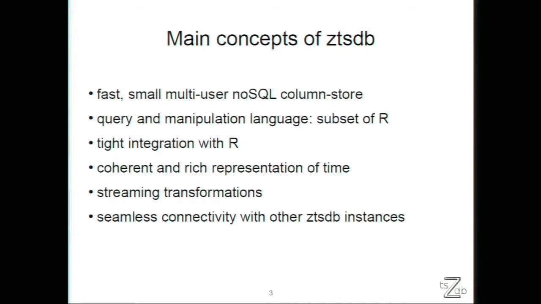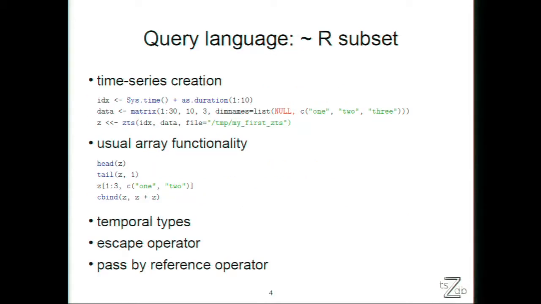The query and manipulation language is a subset of R. It's got a tight integration with R, a coherent and rich representation of time. It's able to do streaming transformations, and it's got seamless connectivity with other ZTSDB instances. So the query language is mostly a subset of R. It implements the same arrays, matrices, lists. Additionally, of course, it implements a time series type, ZTS.